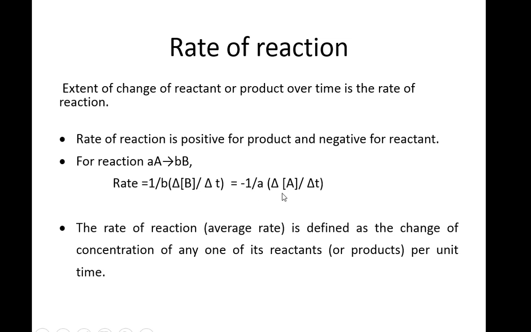This is because during the course of the reaction, your reactant concentration is going to decrease. That's why you mention it with a negative symbol. And during the course of the reaction, your product concentration is going to increase. That's why a positive symbol is implied in terms of rate here. So, to summarize, the rate of reaction is defined as the change of concentration of any one of its reactants or products per unit time.